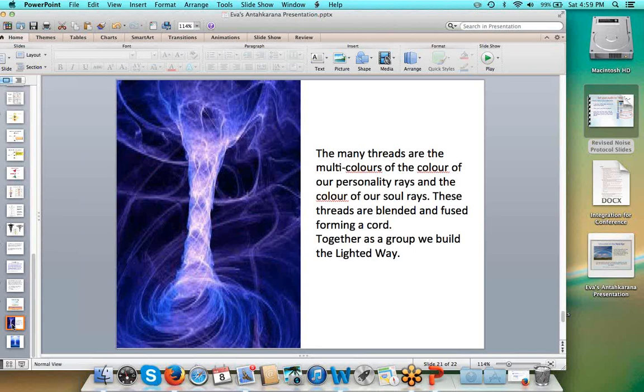And is it helpful to keep those colors in mind in meditation if we're trying to build the Antahkarana? If you're working on building the Antahkarana, then yes. But if you're working on a different part of your meditation, then you're working on a different part of your meditation. Okay, great. Thank you so much.